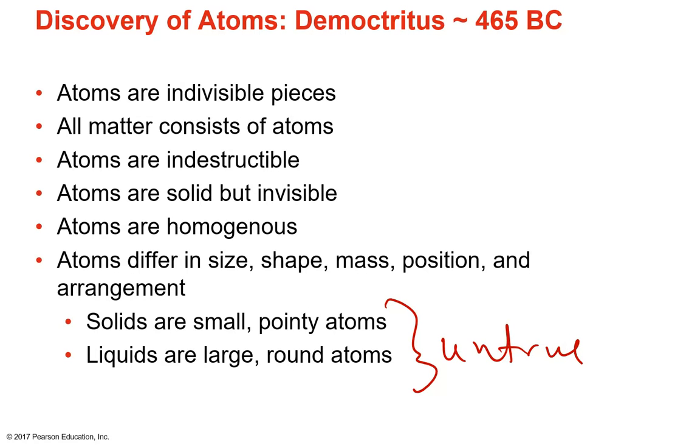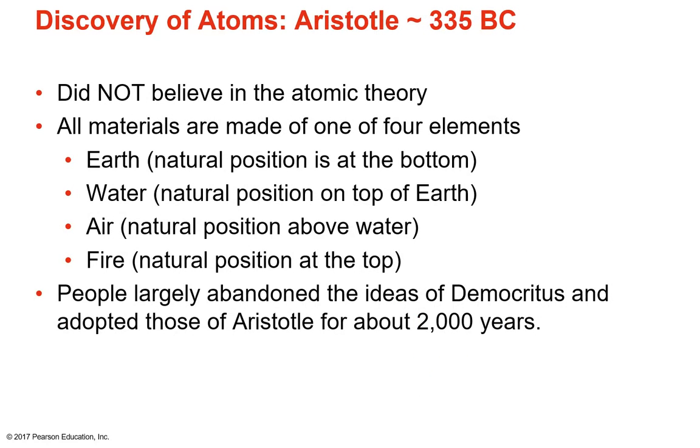Democritus believed that solids are small, pointy atoms, and liquids are large, round atoms. You hypothesize. It doesn't mean it's correct. It's the idea you came up with based on other scientific ideas. And his scientific idea was the solids being small and pointy atoms, they're going to stick together and not slide against each other, whereas the liquids being large, round atoms, they can roll around each other and move so they can flow. Well, moving forward, we come to Aristotle.